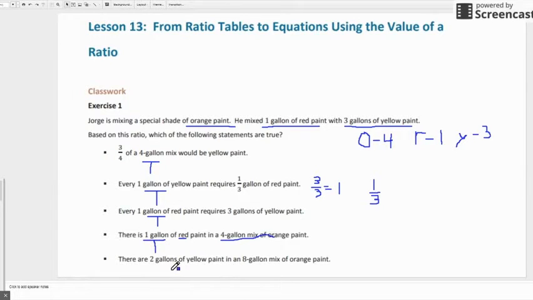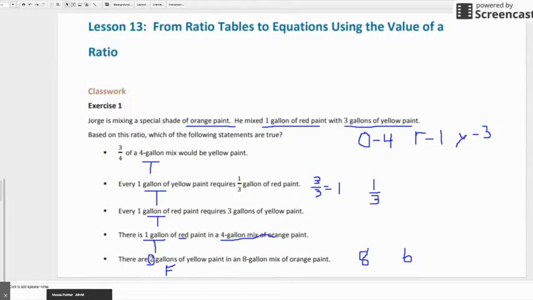Let's see if the last one is true. There are 2 gallons of yellow paint and 8 gallons of orange paint. Well, remember, orange has 4. If we want to make it 8, that means we had to multiply it by 2. If I multiply the yellow by 2, that would give me 6. So this says 2 gallons of yellow paint, but we would need 6 gallons of yellow paint. So no, this would be false. This is the only one that is incorrect. All right, so that's taking the information provided and dealing with the different numbers using the ratio value that they gave us.